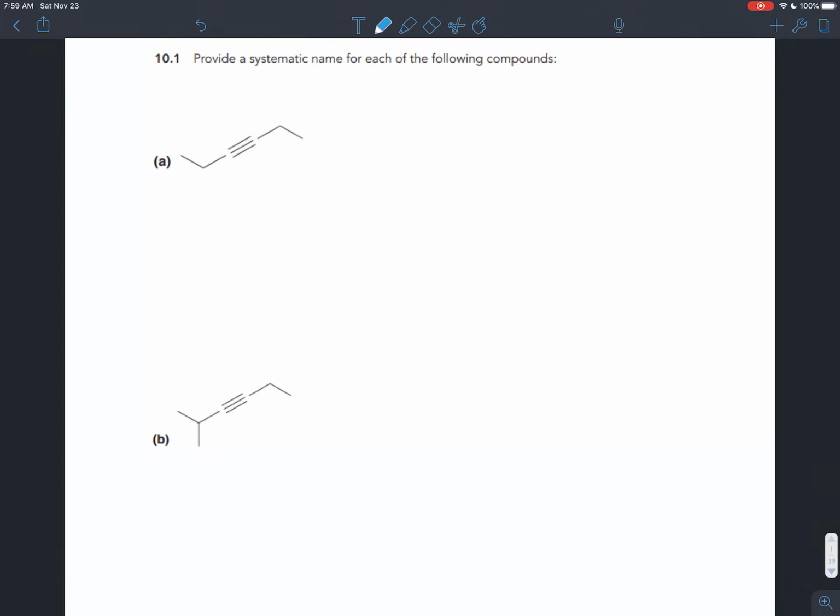So let's go back to that infix. The infixes we've seen already are an, that's if you have all single bonds. And then we saw en, that's if you have at least one double bond. And now we're going to see the infix yn, that's if you have at least one triple bond.